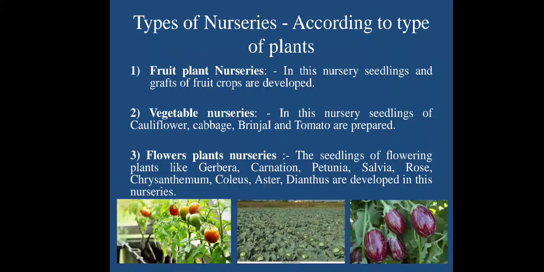Types of nursery according to the type of plants. First one is fruit plant nursery. In this, fruit crops are developed. Second one is vegetable nursery. In this, plants like cauliflower, cabbage, brinjal, tomato are produced. Third one is flower plant nurseries. In this, flowering plants like gerbera, carnation, petunia, salvia, rose, chrysanthemum, coleus, aster, dianthus are developed, which earn more money.